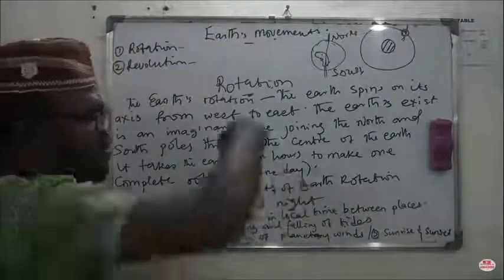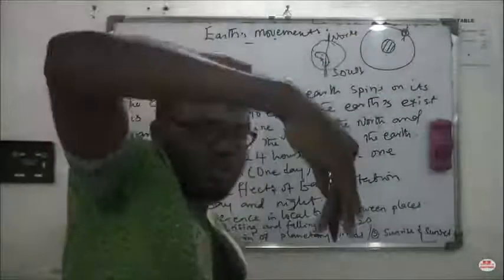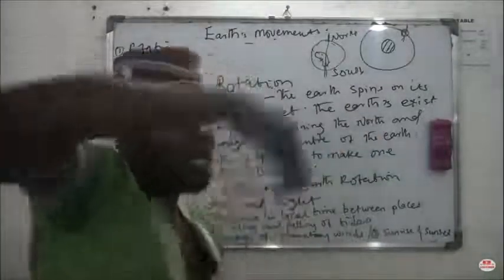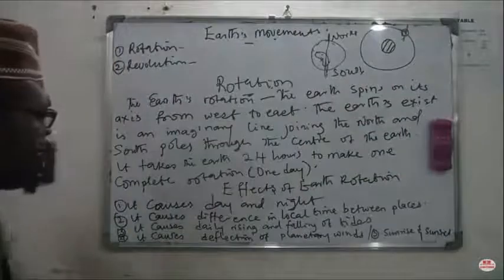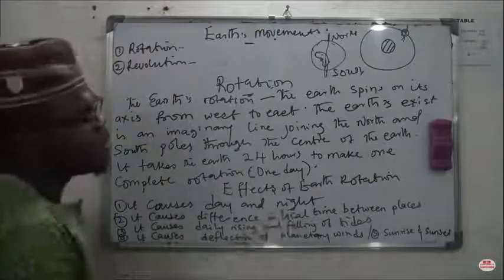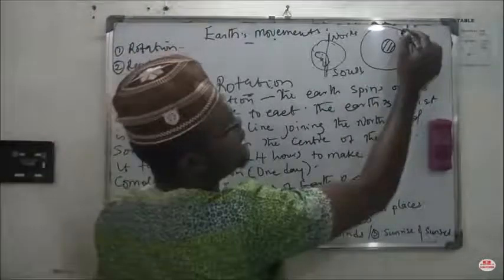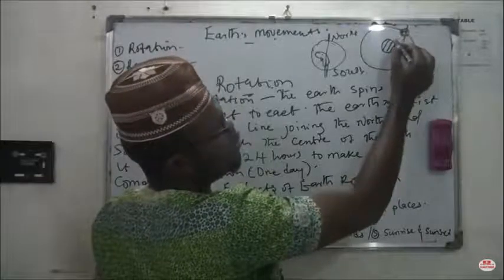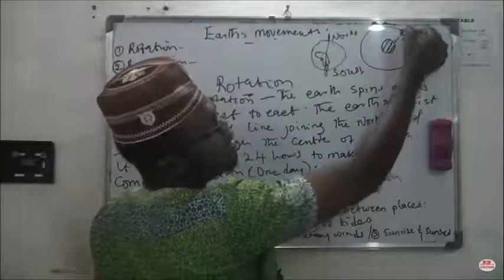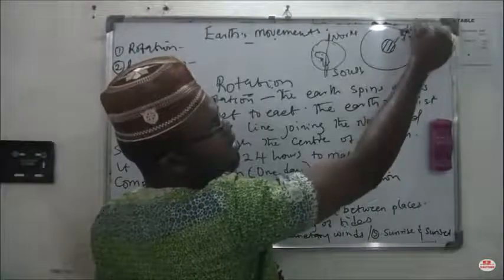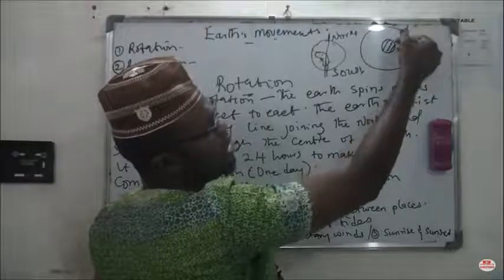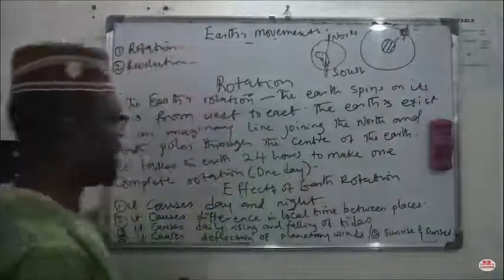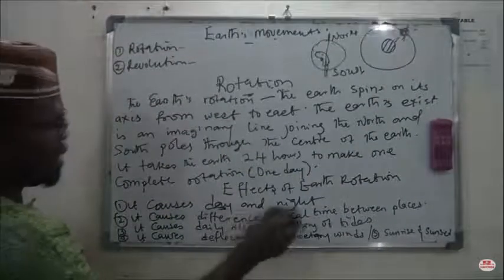So what are the effects of this rotation of the Earth? Not the motion around the sun, but the rotation about its axis. What are the effects? Number one, it causes day and night. Let's say the Earth is here. This part that is facing the sun will be day. But when it rotates, the other side now will become the day, whereas the side that is not facing the sun will be the night. So that is what causes day and night.